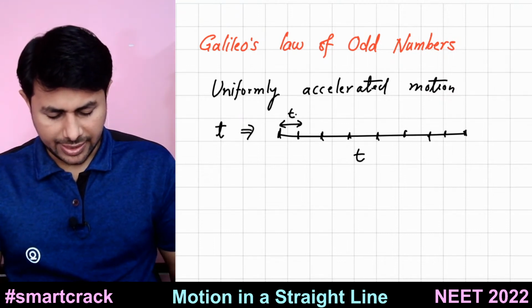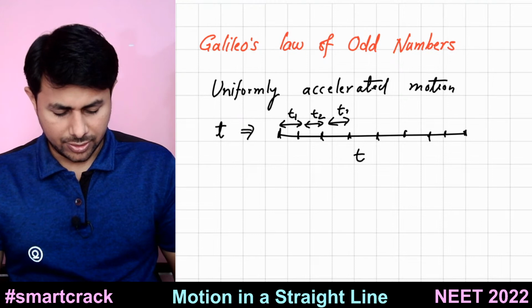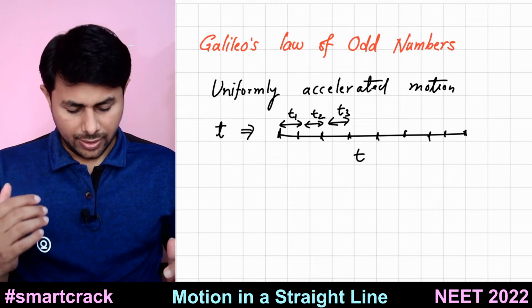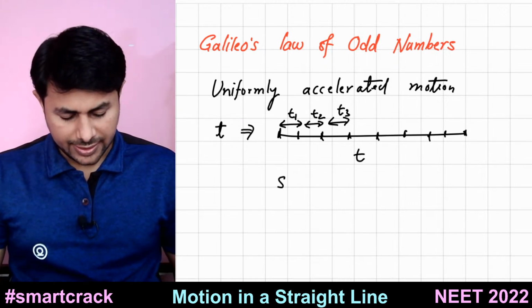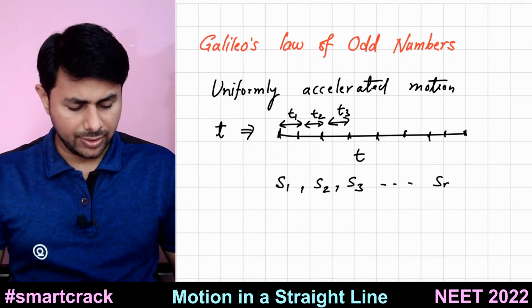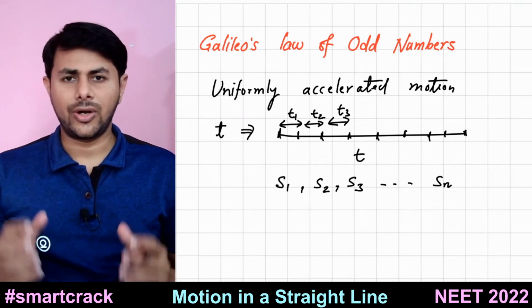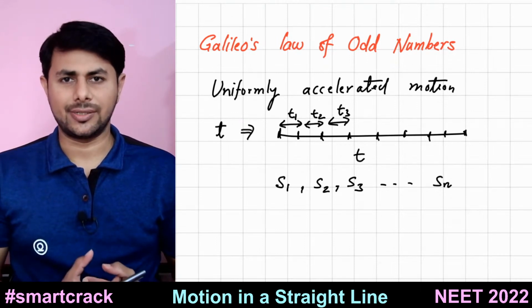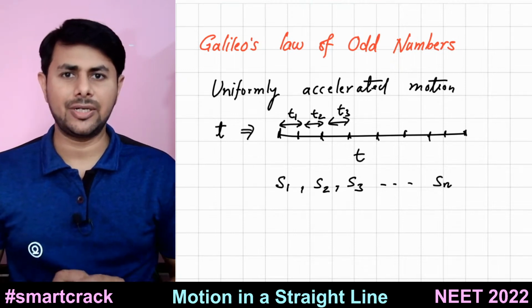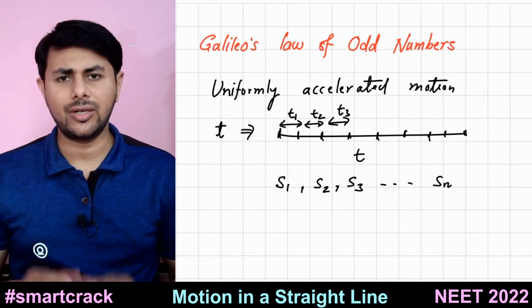So this is the first time interval, this is the second time interval, this is the third time interval, and so forth. Now suppose the distances covered in these time intervals are s1, s2, s3, and so forth up to sn. Galileo's law of odd numbers gives us a direct relation between these distances. So s1 is the distance covered in the first time interval, s2 in the second, s3 in the third, and so on.